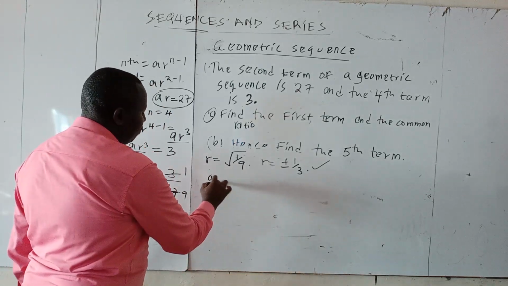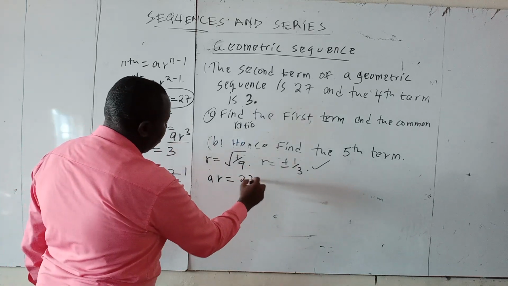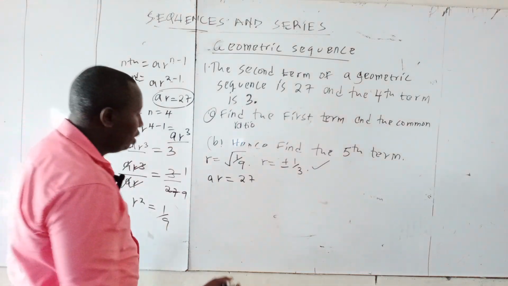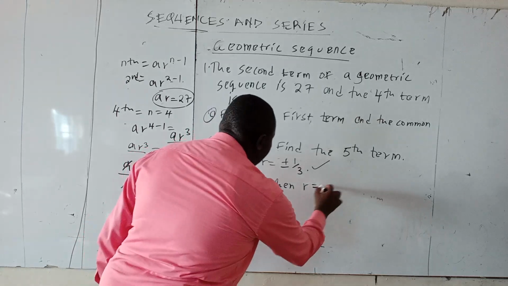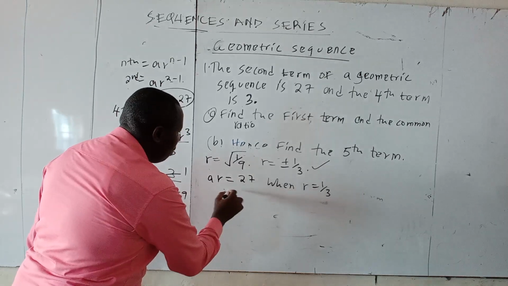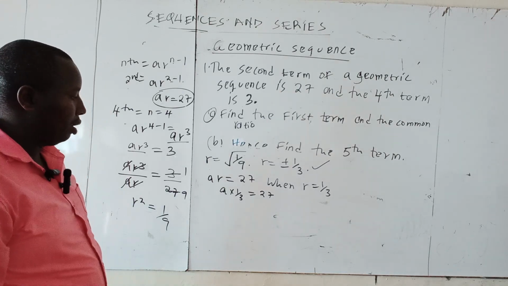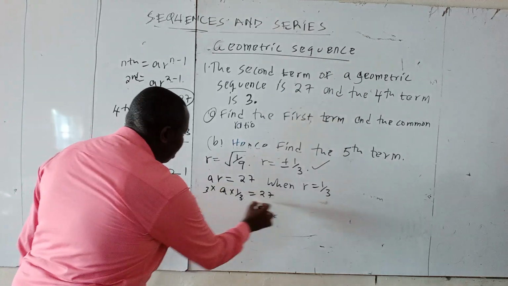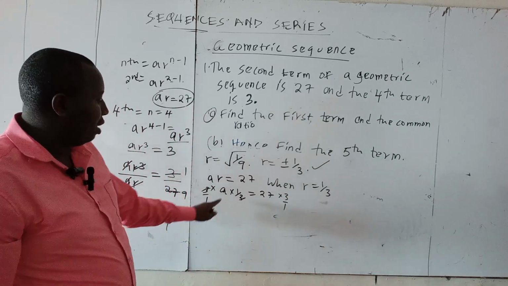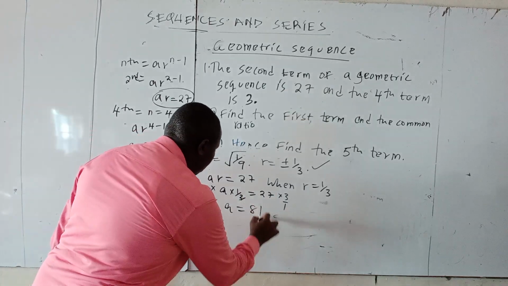So when you want to get the first term, you say ar, you take one of them. ar equals 27. So you find two values of a, because you have two values of r. When r is positive 1 over 3, a times 1 over 3 is equal to 27. So multiply both sides by 3 over 1, the reciprocal of 1 over 3, to remove this. So this becomes a equals 81.